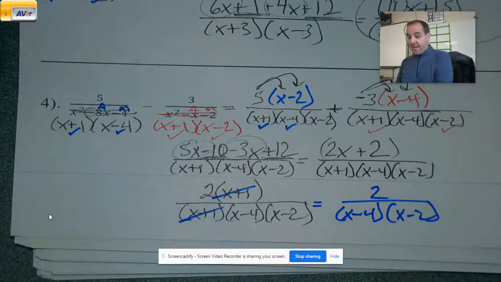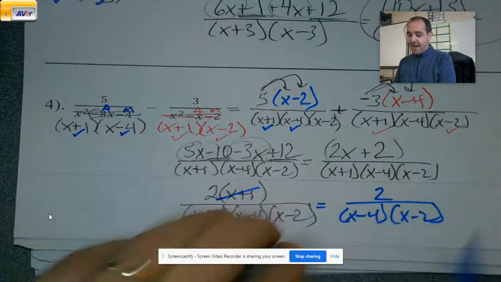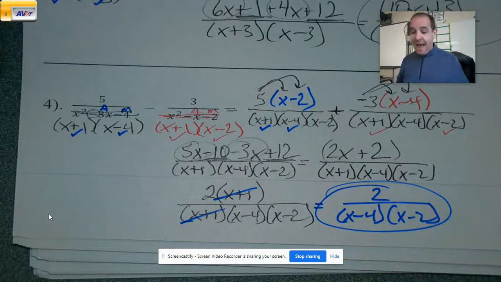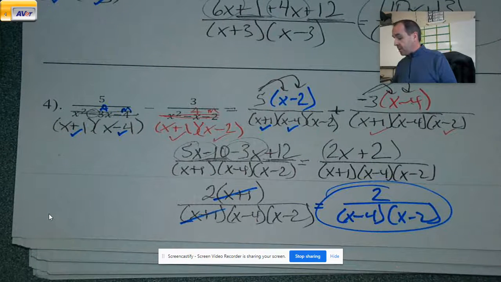So Hardy, I want to cancel more. Can I cancel the 2's? No. Parentheses, not in parentheses. That's as far as you're going. Okay? That's how these bad boys work.